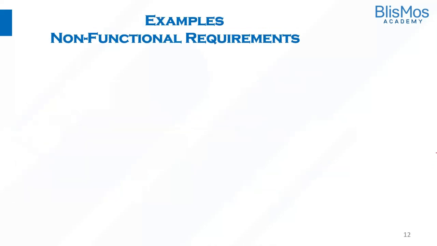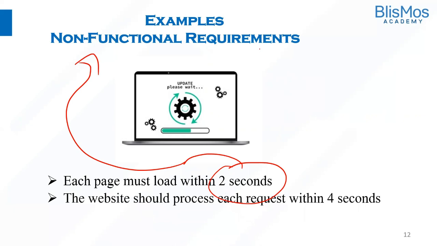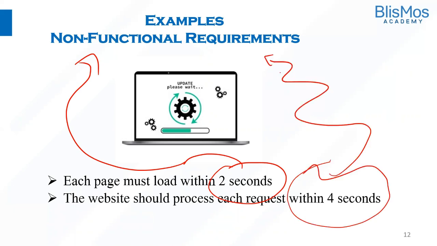Let us take an example here. Let us say you have developed a web page. Non-functional requirements specify each page must load within 2 seconds. Loading a page is a functional requirement, but specifying that it should load in 2 seconds is a non-functional requirement. Then one more non-functional requirement would be the website should be able to process each request within 4 seconds. That is also one of the non-functional requirements.